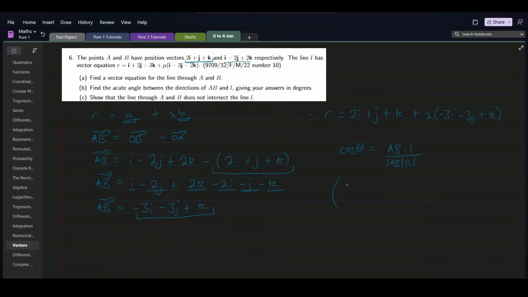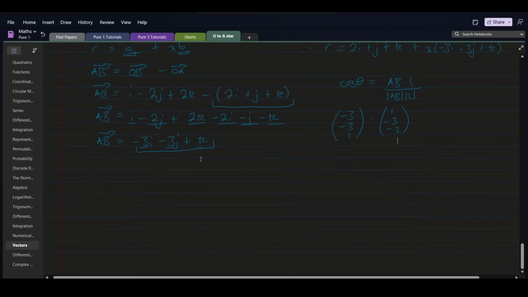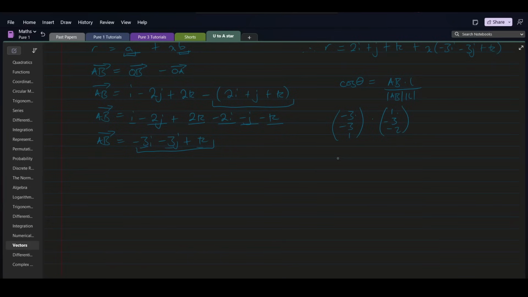I'm going to write them as column vectors so that it's easier to see. So that's negative 1, negative 3, 1, dot the direction of L, which is i minus 3j minus 2k. So that's 1, minus 3, minus 2. Okay. So this would be negative 1 times 1, that gives us negative 1, and then negative 3 times negative 3, that is positive 9, 1 times negative 2, that is minus 2. So this becomes 9 minus 1, which is 8, minus 2, that's 6.